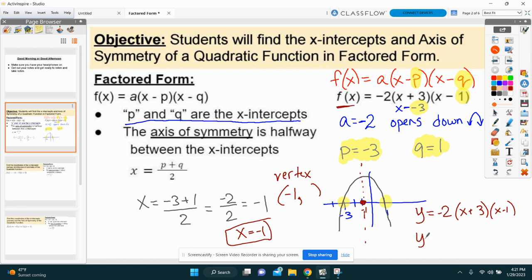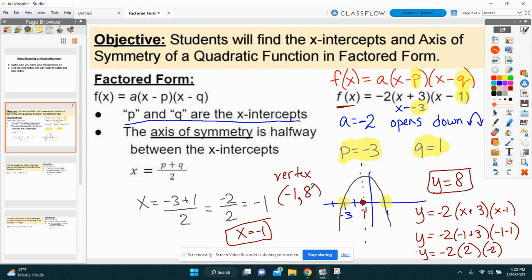I'm just going to go and show you. So it'd be y equals negative 2, and we're going to plug in our x. Our x value was negative 1. Negative 1 plus 3 times negative 1 minus 1, which turns into negative 2 times negative 2. I think you probably can't see this at this point, but this gives me y equals, 2 negatives make positive, 2 times 2 is 4, 4 times 2 is 8. So our vertex would be negative 1, 8.